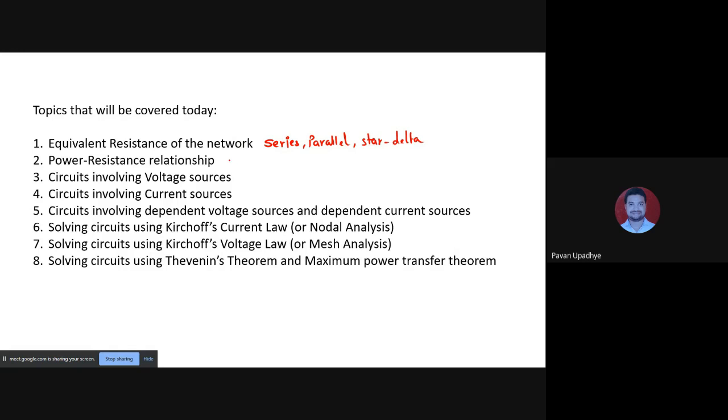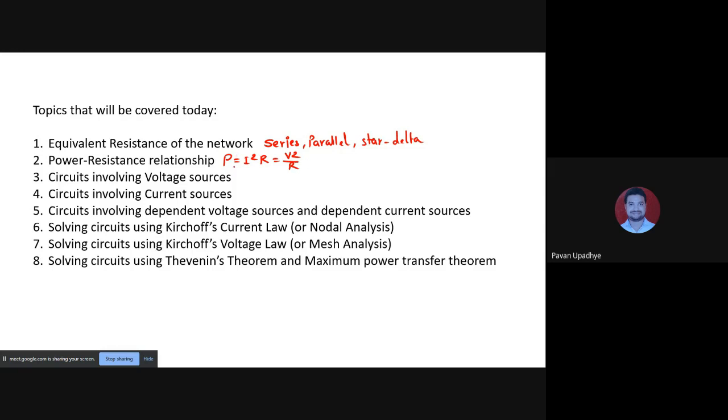Then numericals usually appear on power resistance relationship. So what is power resistance relationship? P is equal to I square into R, or V square upon R. These are the two relationships that we must be aware of to solve numericals based on power resistance relationship.